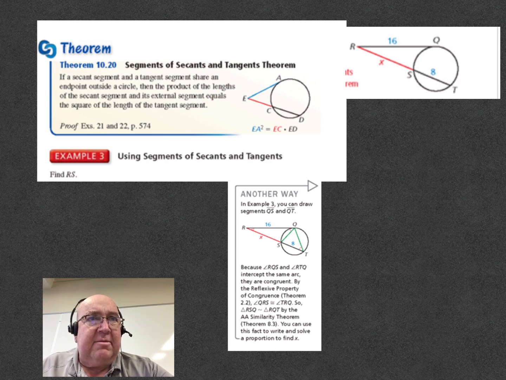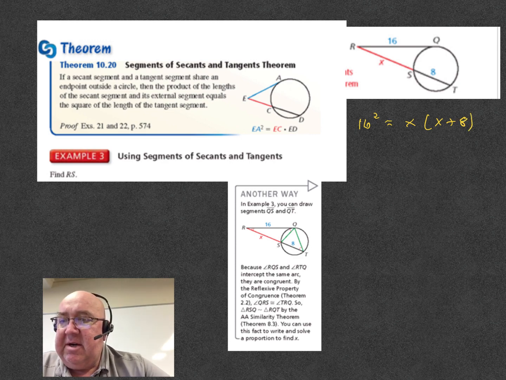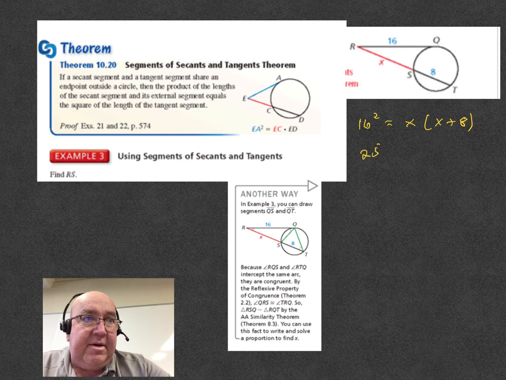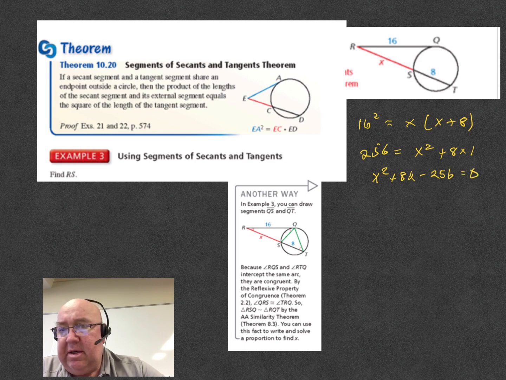So in this problem, we have our tangent is 16 squared, and that's going to be equal to x times x plus 8. And 16 squared is 256. That's equal to x squared plus 8x. And we're going to do that same thing we did before. X squared plus 8x minus 256 is equal to 0.